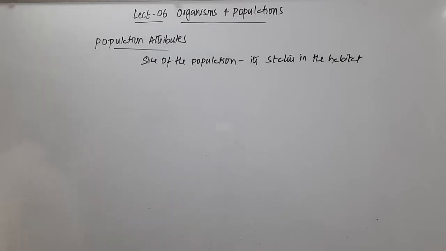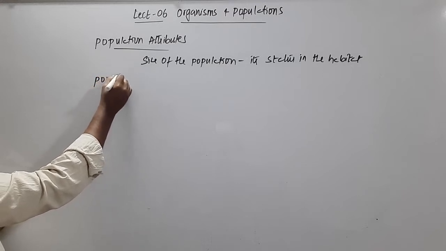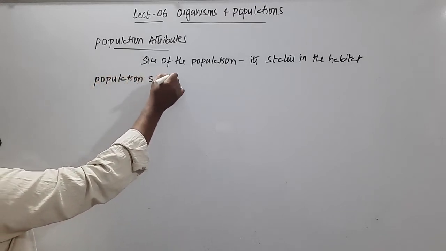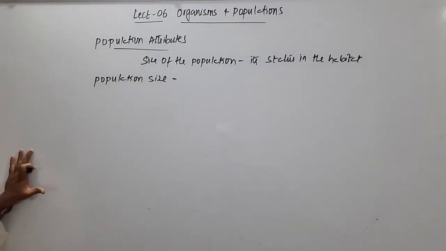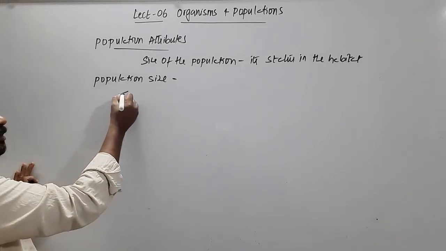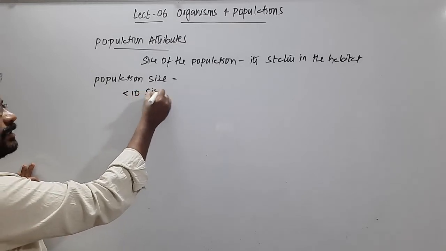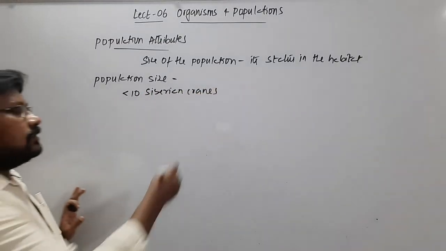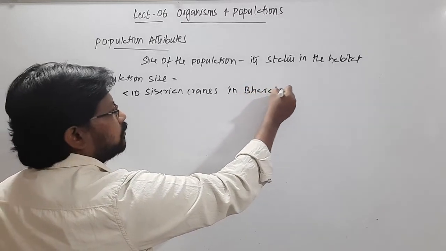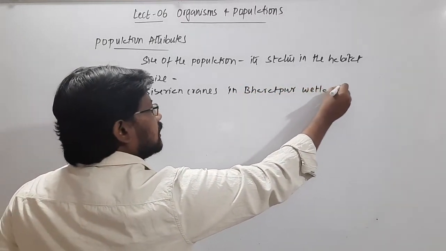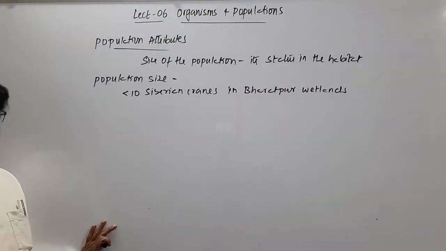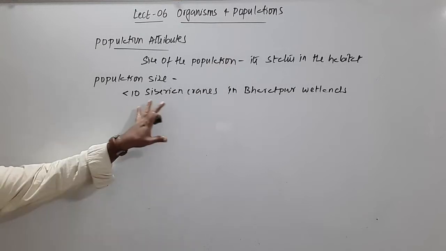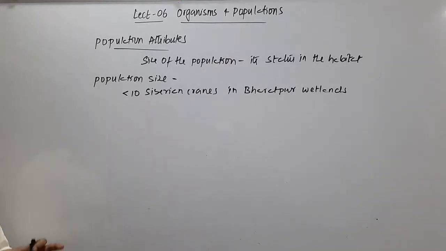Next, the population size of a particular species can vary. The population can be as low as less than 10 Siberian cranes in the Bharatpur wetlands. So we can see that the population has far fewer than 10 individuals.